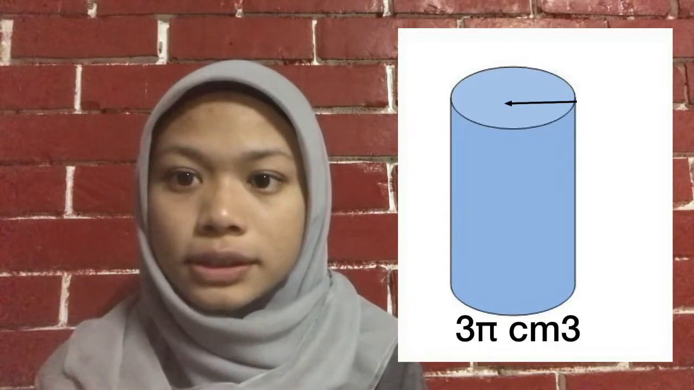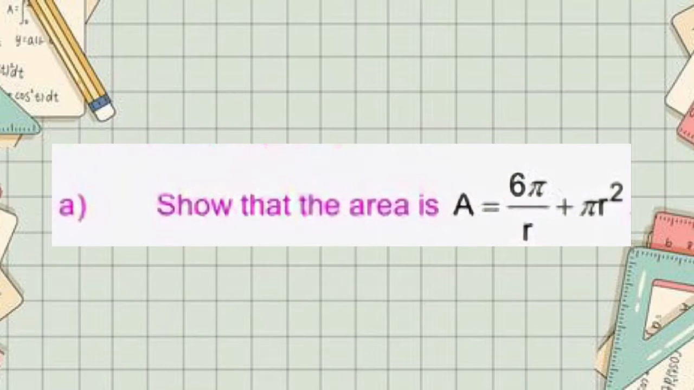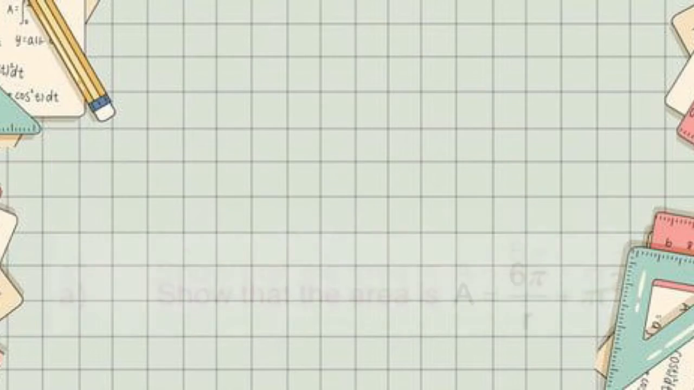Second, the cylindrical can contains 3 pi cubic centimeters of liquid, and the last information is the radius is r while the height is h. Next, question A asks us to show that the area is A equals 6 pi over r plus pi r squared.